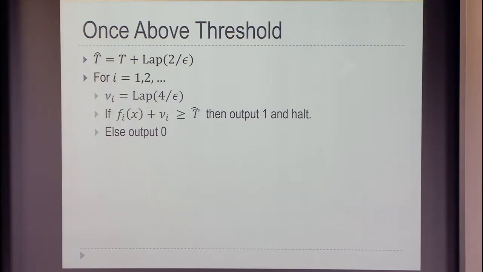Utility will be measured as follows. If you're far from the threshold, then you must give the right answer. You want to give the right answer. If you're close to the threshold, maybe you'll give the right answer, maybe you'll give the wrong answer. So utility is captured by the definition of close, and that we will call alpha.